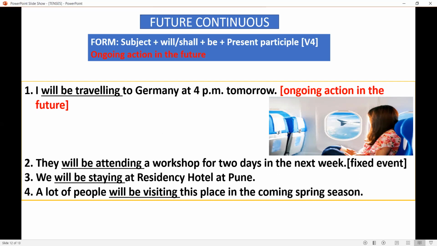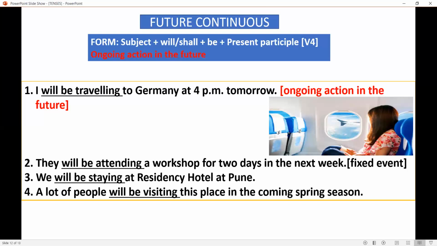Another example, they will be attending a workshop for 2 days in the next week. So it is a fixed event. That is why you expect that this will be going on at that time. Now you have booked a room in a hotel at Pune. So someone asks you, where are you going to stay? So you give the answer, we will be staying at Residency Hotel at Pune.